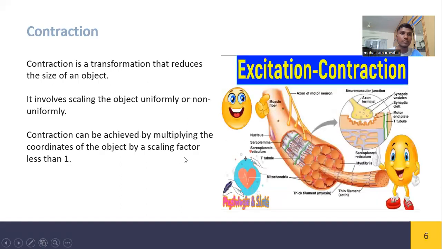Next is contraction, which is a new one. Contraction is a transformation that reduces the size of an object. Here you can see the transformation: this one is small, but this one is bigger. It involves scaling the object uniformly or non-uniformly. Contraction can be achieved by multiplying the coordinates of the object by a scaling factor less than 1.